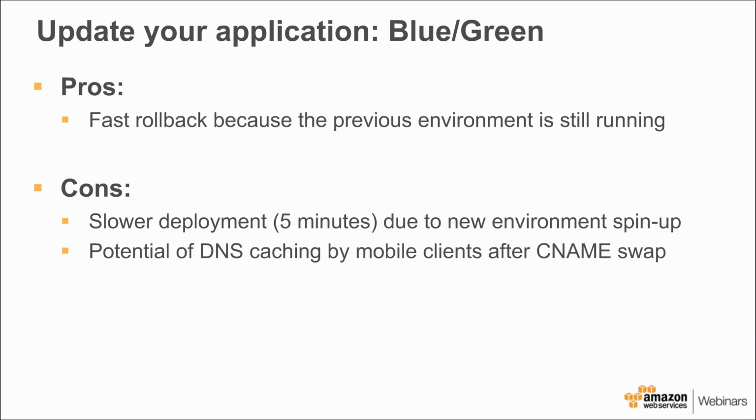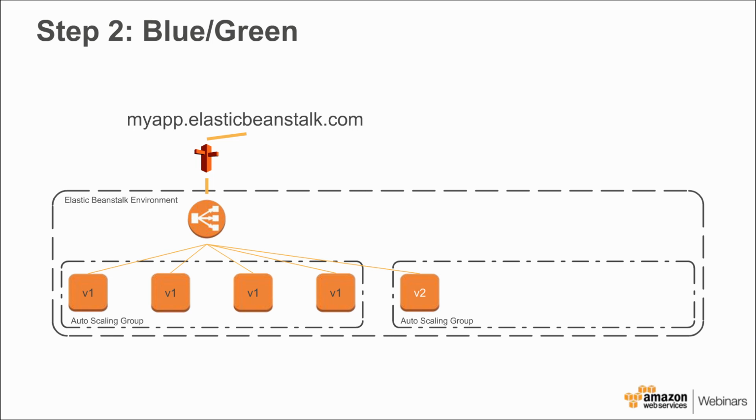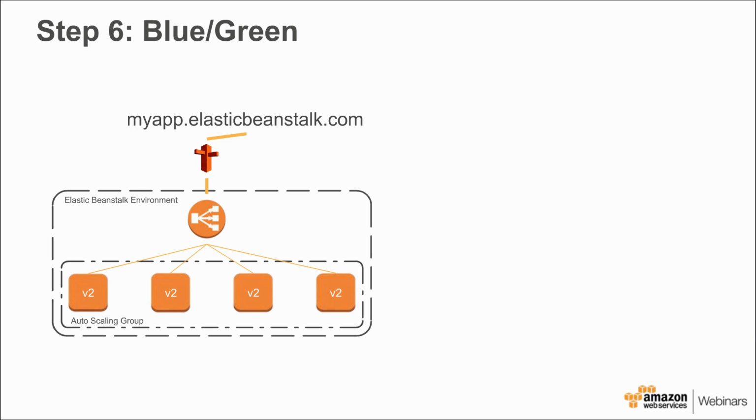However, there are some pros here as well, because it's easy to roll back since you haven't terminated your previous environment, and you can just swap that CNAME back over if you have to. So to visualize a blue-green, we might have V1 running in one environment. What we'll do is spin up a new environment here on the side with V2 running. We'll check all the instances into the load balancer. Finally, we'll remove V1, the old environment, from the load balancer. So this is the CNAME swap. And then finally, we're just left with V2 running in production here.